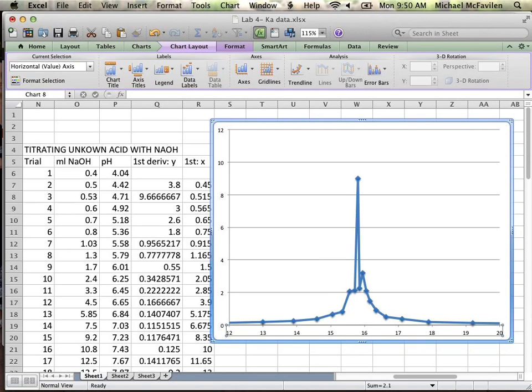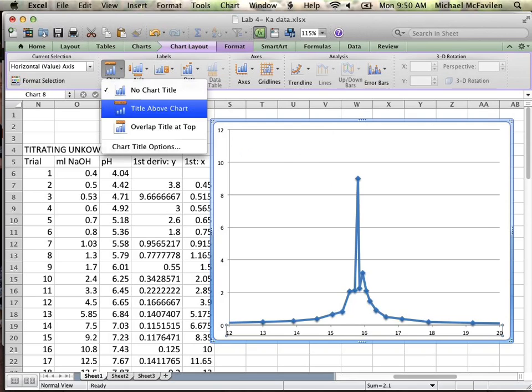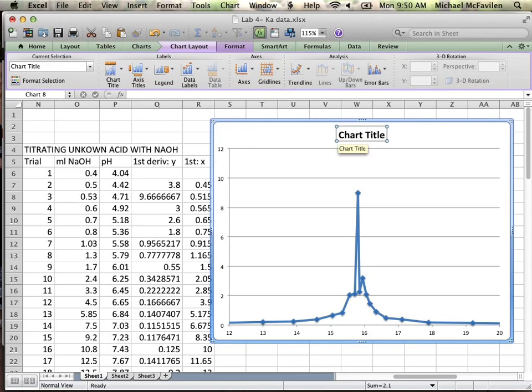So let's go through and add in all of our axis labels. I'm not going to do that because I'll leave you guys to figure that out. We'll put in the chart title so that we know what we're referring to for our own sake. We're looking at the first derivative.